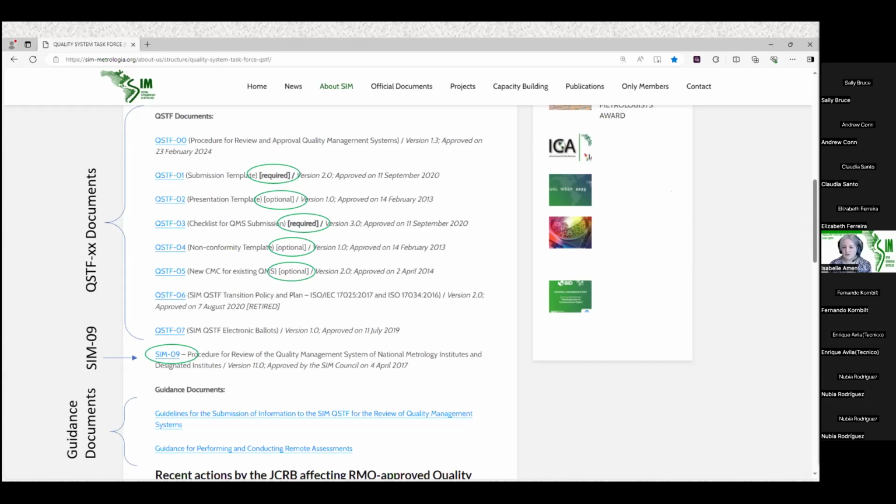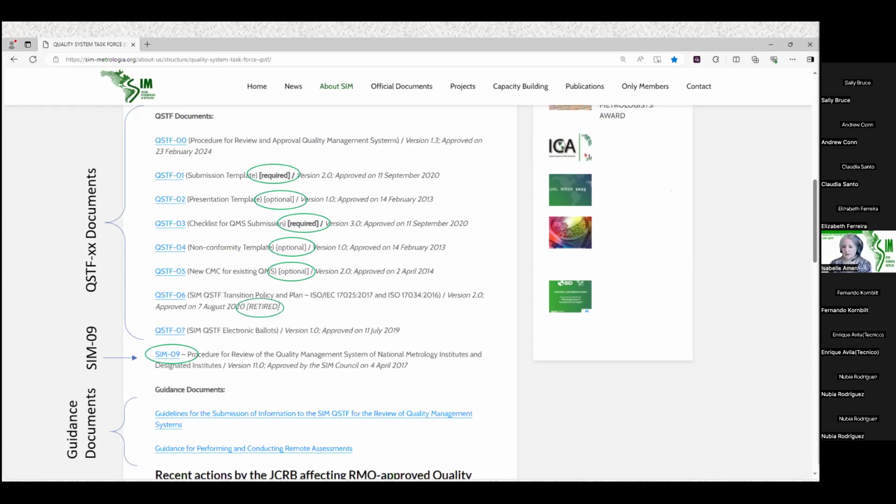QSTF-5 is also optional because it may be used by institutes who may wish to extend their QMS recognition for improved CMC or extension of very similar CMCs in between 5-year presentations. So without waiting the next cycle of peer review or when the QMS is due for reapproval. I will explain that document later on in my presentation.